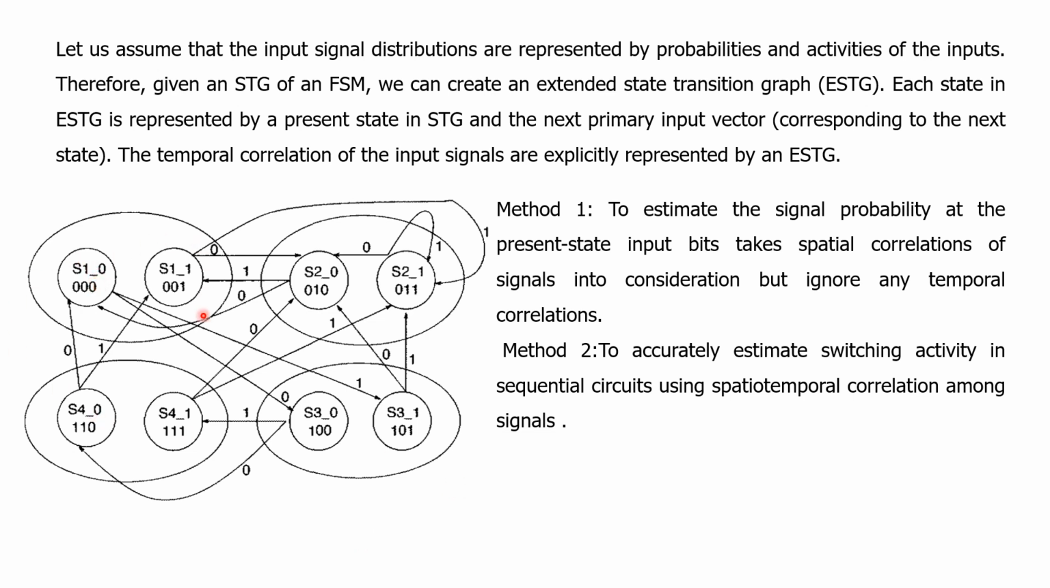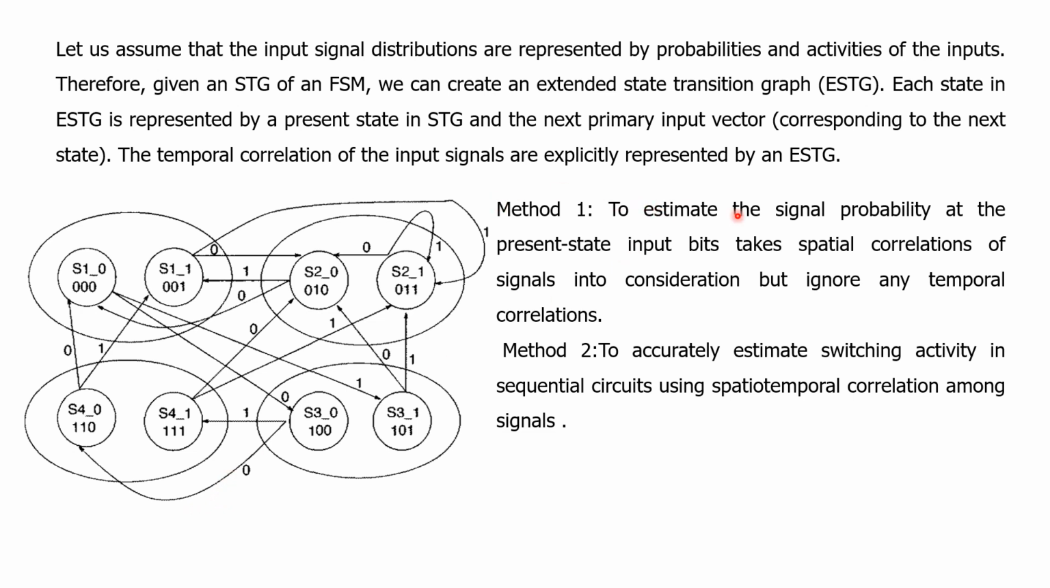So S1, you add 1 bit, the change in the least significant bit. This is for 0, that is 1 transition. S2 for 0 transition, 1 transition. S3 0, 1. S4 0, 1. Now the input is drawn based on the previous one.